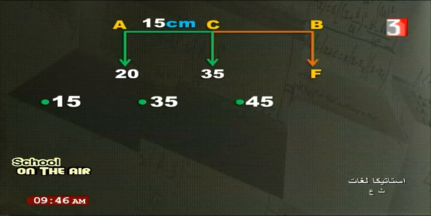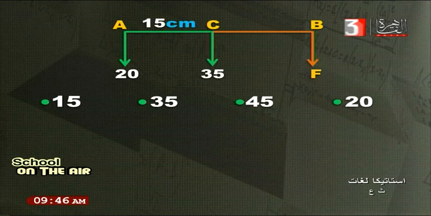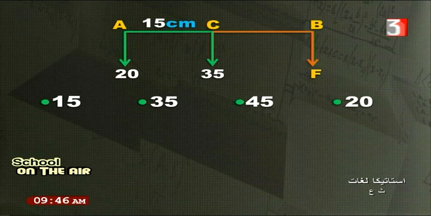The options are 15, 35, 45, 20. Look, my dear student, we have two forces, 20 and F, and the resultant 35. This is the resultant of two parallel like forces. What do we mean by like forces? Two forces in the same direction. Look at the force at A and the force at B: two parallel forces in the same direction. The resultant is 35, so we know the force F equals 15. Why?